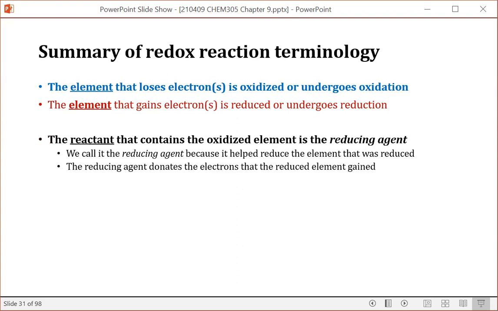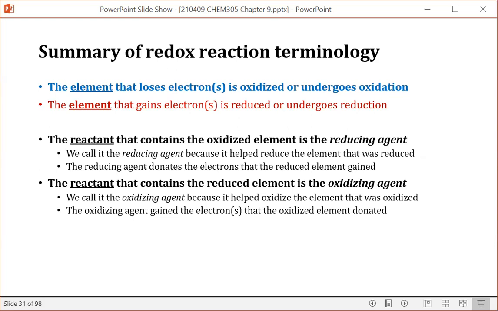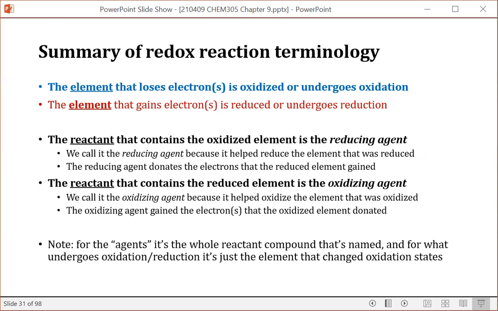The reactant that contains the oxidized element is the reducing agent. We call it the reducing agent because it helped facilitate the reduction of the element that was reduced. The reactant that contains the reduced element is called the oxidizing agent, and that's because that reactant helped facilitate the oxidation of the other element. And just note that when we're talking about reducing agent or oxidizing agent, it's the whole reactant compound that's named. And when we're talking about just what was oxidized or what was reduced, it's the individual element.